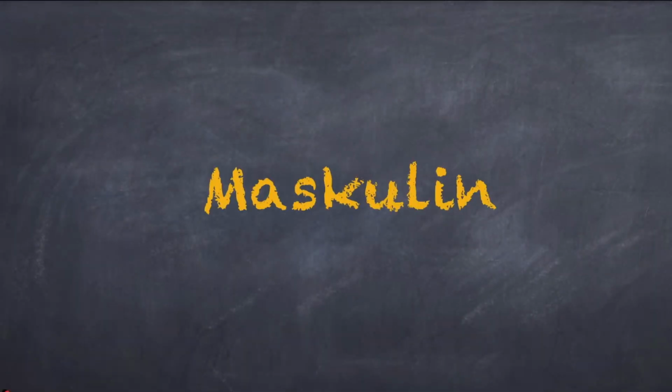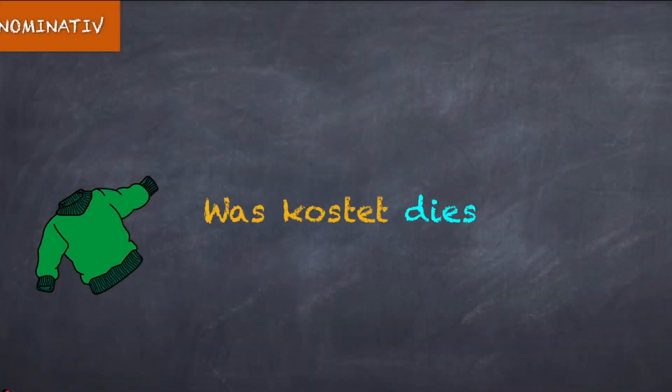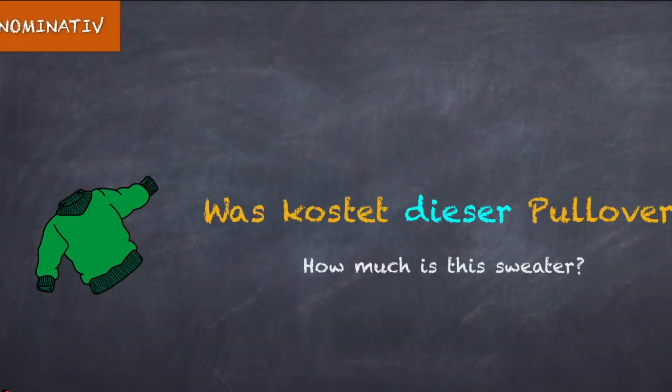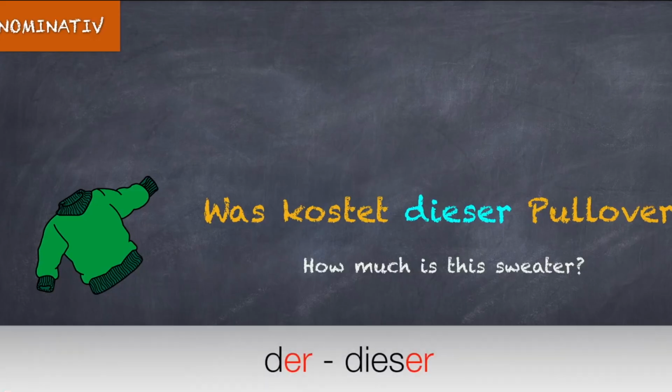Now let's first look at the masculine article. Maskulin. And here's a sentence for nominative case. Was kostet dieser Pullover? The masculine article im Nominativ is der. Similarly, the demonstrative article is dieser. Dies gets the ending er from der.